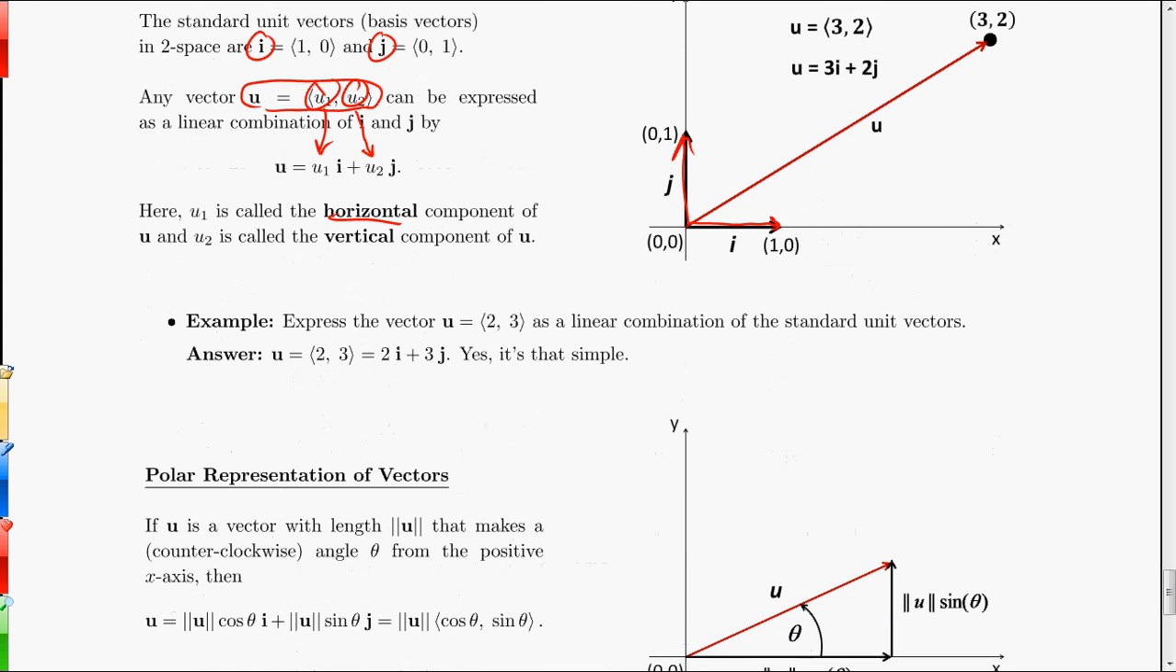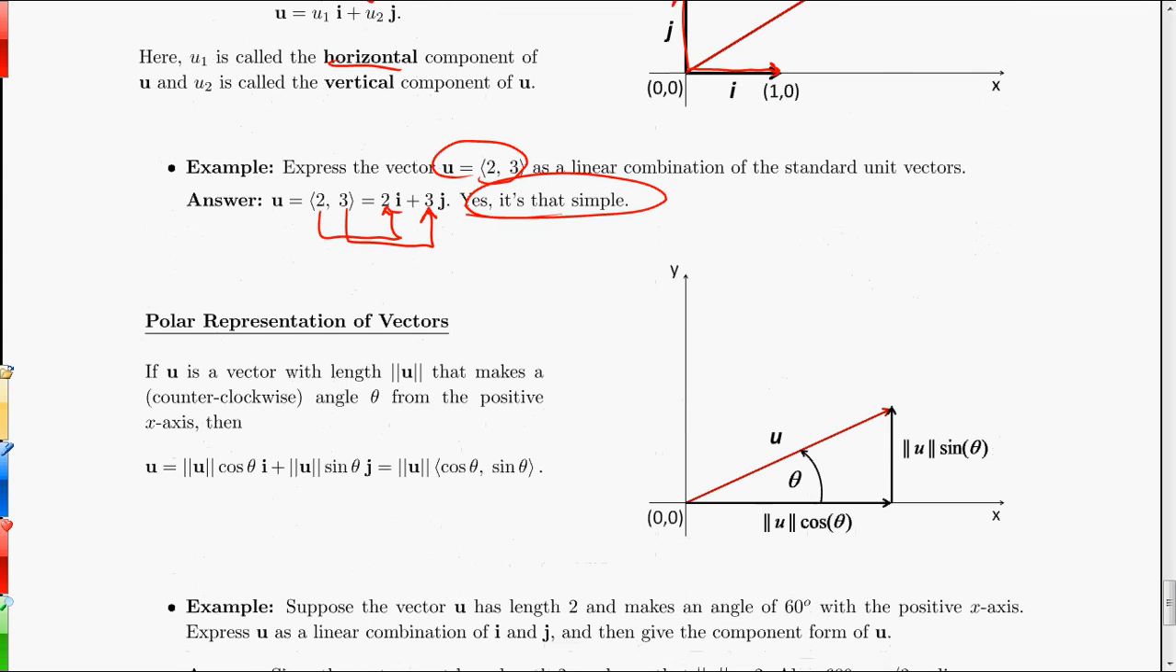All right. So suppose I have this vector (2, 3). Express that as a linear combination of the standard unit vectors. That's just 2 times i plus 3 times j. Yes, it's that simple.